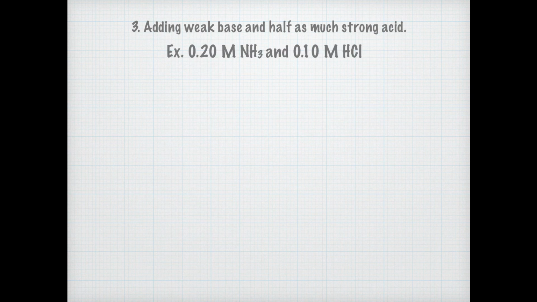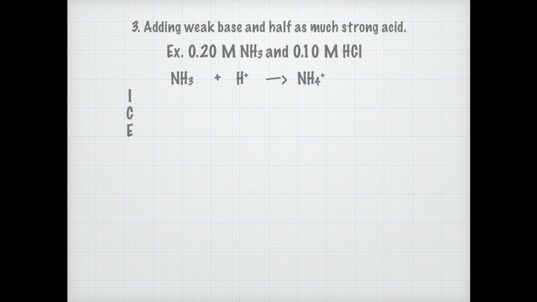So let me give you an example. Let's say, for example, I have 0.20 molar of NH3, right? I could add half as much strong acid, in this case hydrochloric acid, and that would give me a buffer. So let's see what that would look like. So I have NH3, and it's going to react with my strong acid, so plus H+, and that's going to produce my weak conjugate acid, which is going to be ammonium.